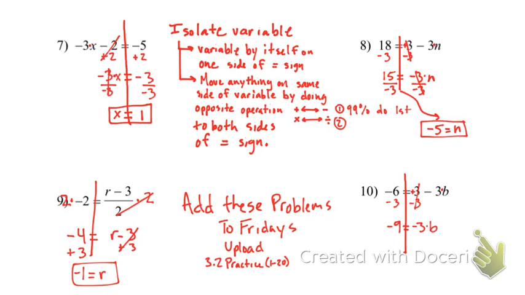And how do I get rid of multiplication? To get rid of this 3, you divide by the same number on both sides. Negative 9 divided by negative 3 gives me positive 3 equal to b.